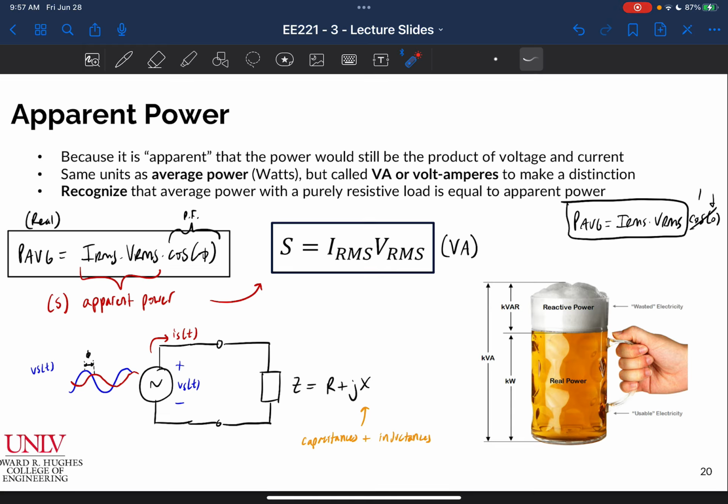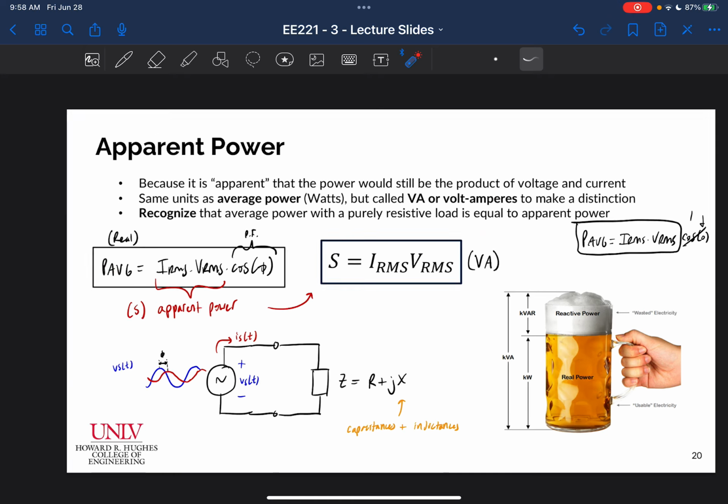Final takeaway from this slide, just remember that apparent power is measured in volt amperes, not in watts, although they are the same unit. It is used to distinguish the apparent power from the real power, which is measured in watts. Okay, so I'm going to go ahead and end this video.